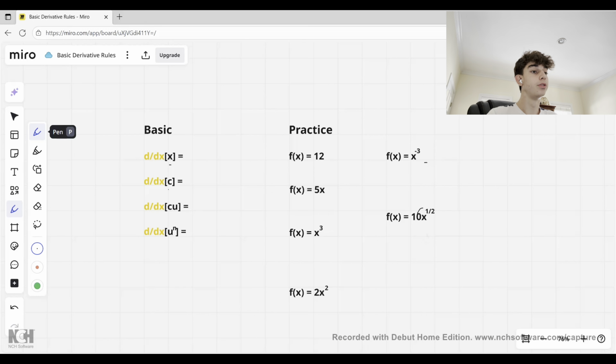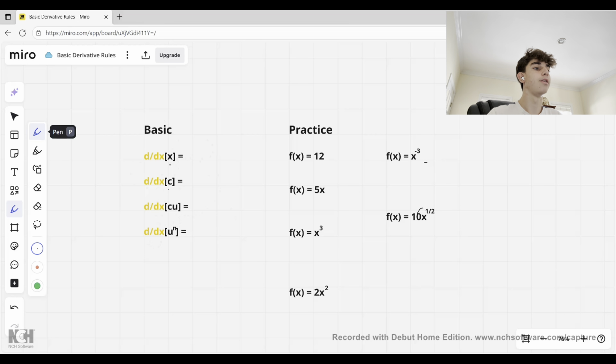I'm currently taking AP Calculus AB, and today we're going to be going over 4 out of the 22 basic derivative rules for your AP Calculus AB class. All right. Hopefully you guys can see my screen here. As you can see, we have the four basic derivative rules on the left here.